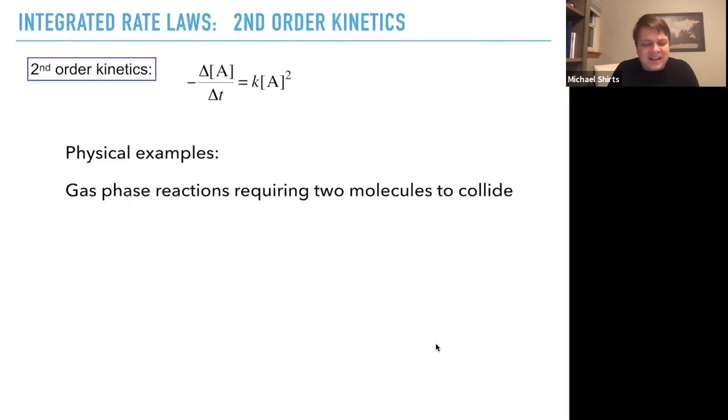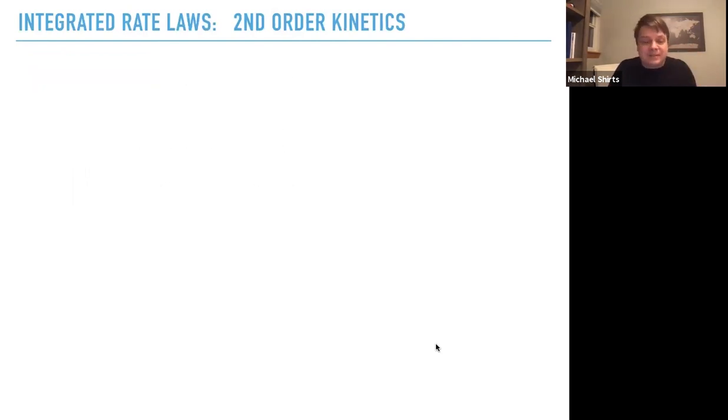Physical examples of this: gas phase reactions requiring two molecules to collide for the reaction to occur. This is a very common place where you get second order reactions because it's proportional to how much of these and how much of these there are. An example in this case would be two molecules of hydroiodic acid reacting to produce hydrogen gas and iodine gas. Sorry, there's one reactant, but it's second order in that reactant. Okay, so that's the physical setup. Let's dive into the math now.